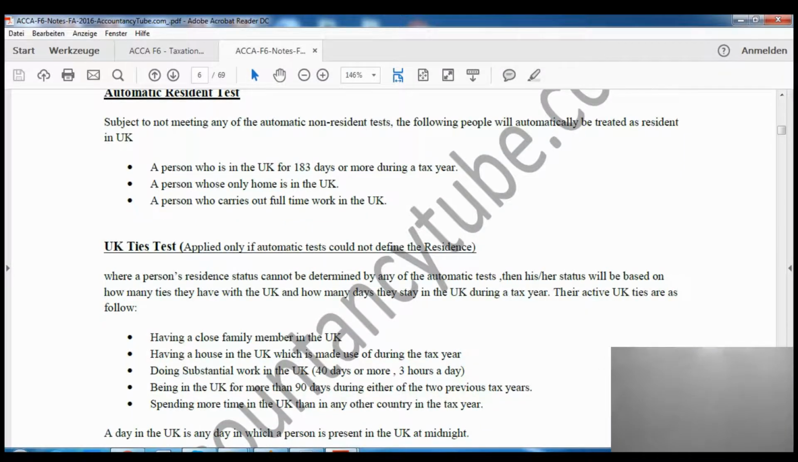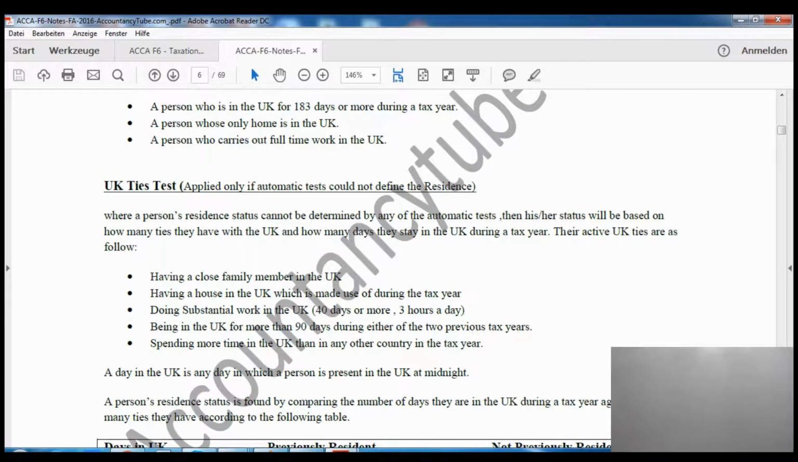A person who is in the UK for 183 days in a tax year will be automatically UK resident. Now 183 days roughly means 6 months. So if you spend 183 days in the tax year, you will be automatically UK resident. Now when I say roughly 6 months, please make sure you do not write this in the exam. The exam knowledge is exactly 183 days. So if you spend 183 days in the tax year, then you will be automatically UK resident.